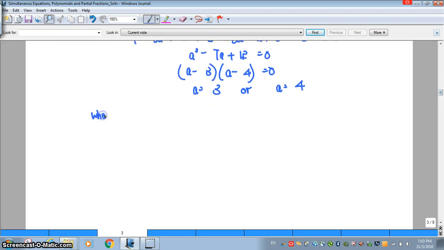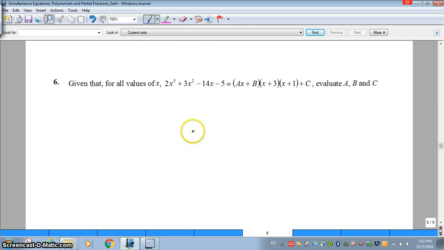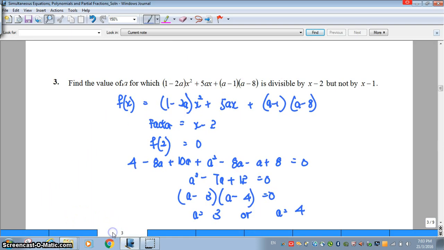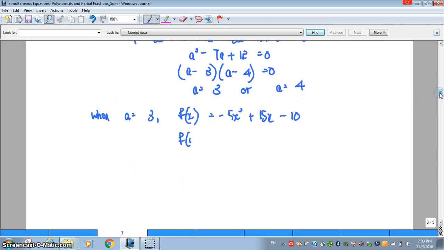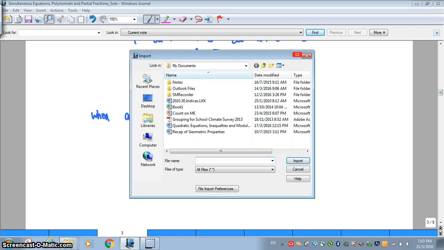So, when a is equal to 3, f(x), when you replace a by 3, will be equal to negative 5x squared plus 15x minus 10. Okay, now let us try out. If I were to make x minus 1 my divisor, so I will put the value of x to be 1 inside my function.